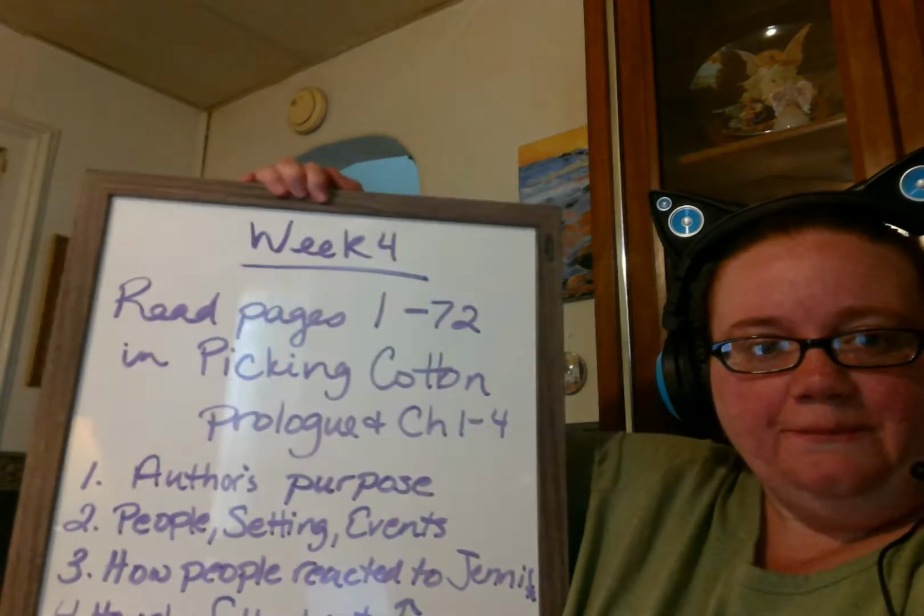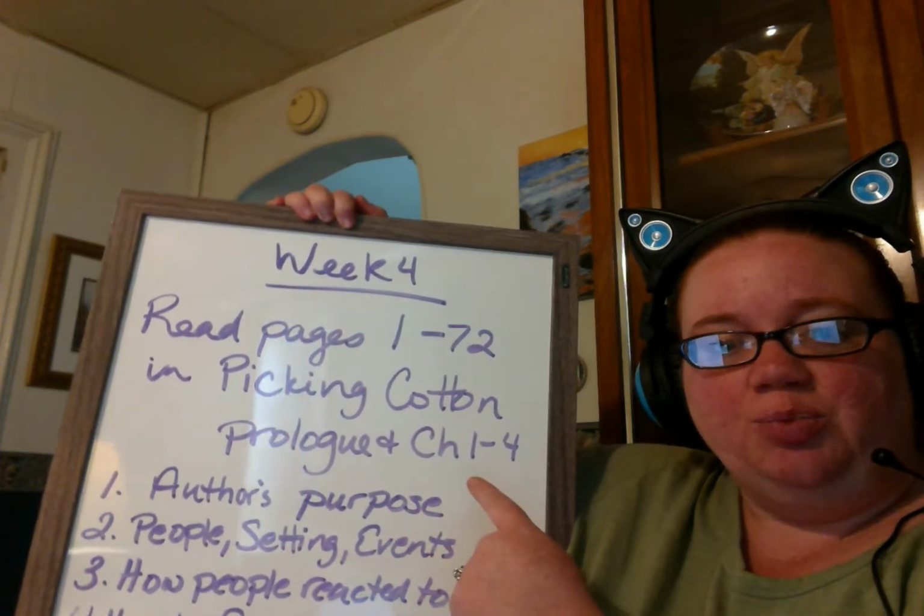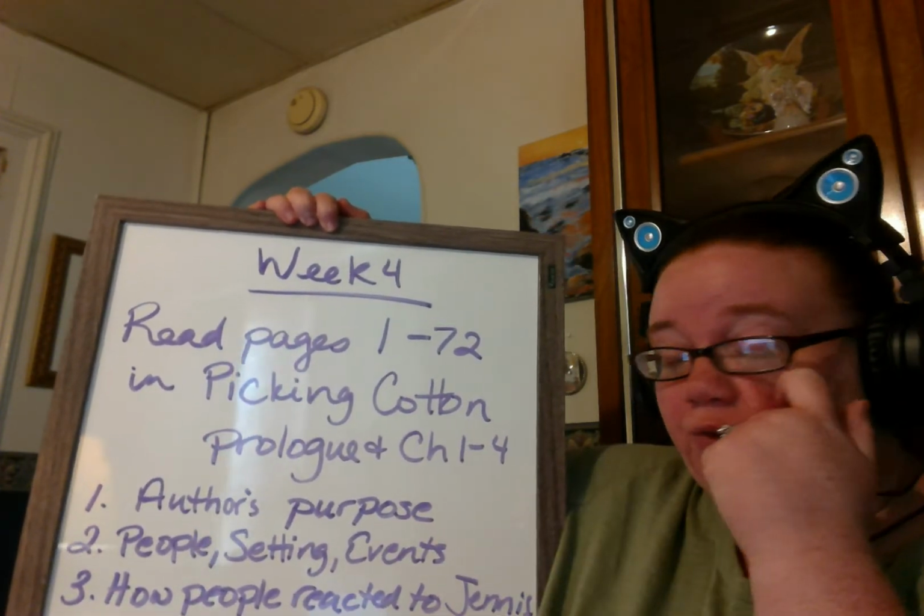This week you will finally get to start reading our book, Picking Cotton. So for week 4, you will have to read pages 1 through 72, okay? That is the prologue and chapters 1 through 4.